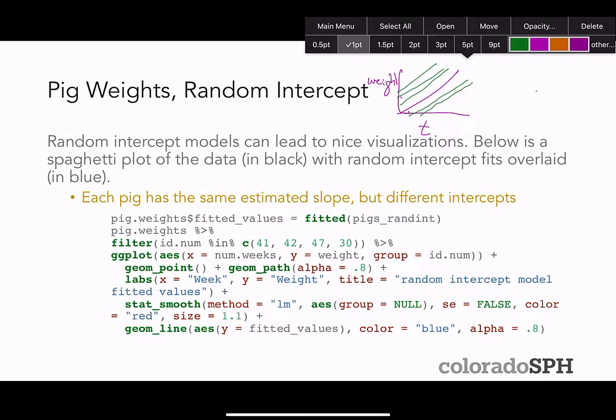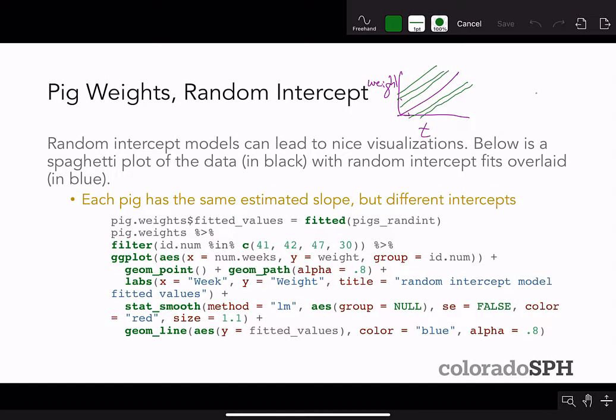Okay, so plotting that here. The first thing I did is I took that pig weights data and I added a new variable called fitted values, which is the y hat values, sort of the estimated y's from the model, that I can extract from that random intercept model using the statement fitted, and that just gets the fitted values. And you can use that for LM as well, so you might be familiar with that function.